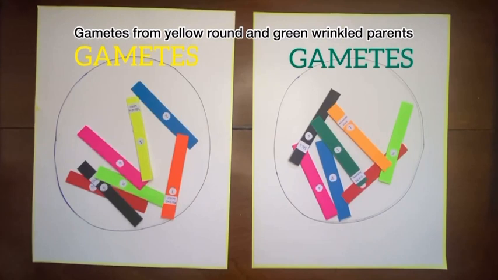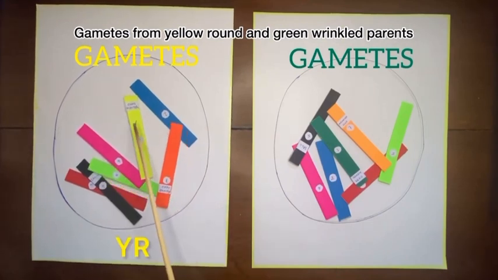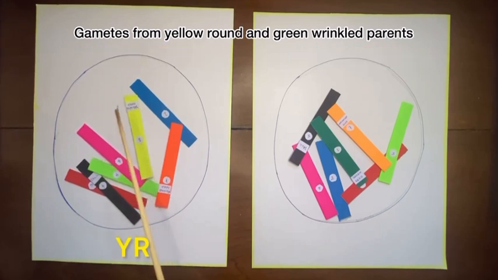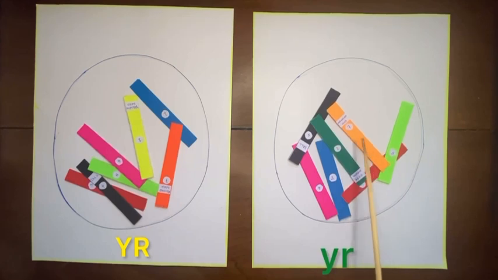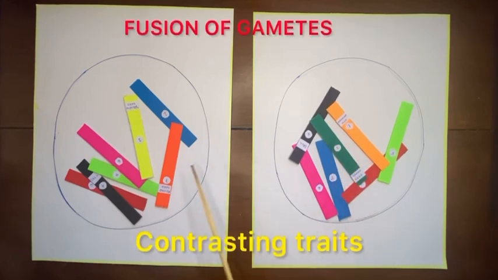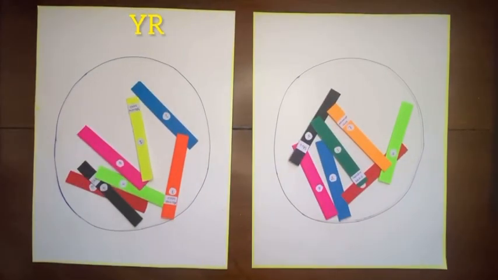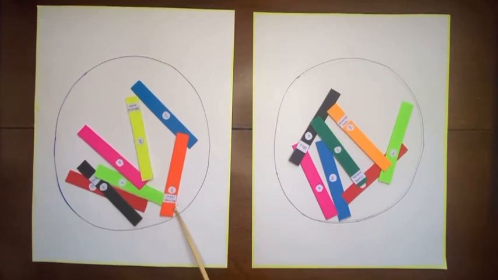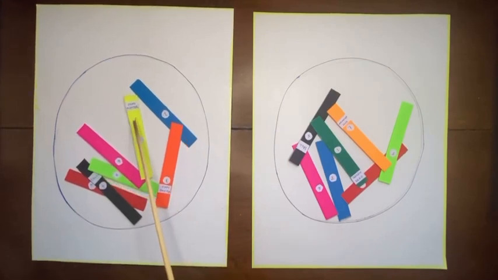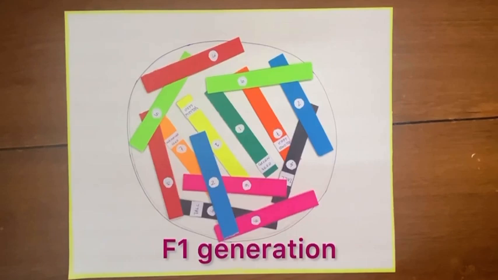Here you can see gametes from yellow round and green wrinkled parents. Here for reference, the yellow represents the yellow color and the dark green represents the green color, and the dark orange represents the round shape and the light orange represents the wrinkled shape. A round yellow seed producing plant is crossed with a wrinkled green seed producing plant, and in this cross, all the progenies were round and yellow. This hybrid plant is known as the F1 generation.